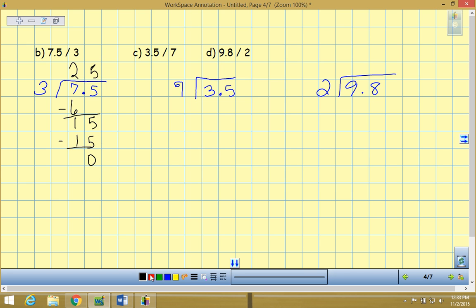0. Now notice that I completely ignored that decimal and did this like 3 going into 75. But then I'm going to make sure that I put that decimal straight up, because here my answer is 2 and 5/10.